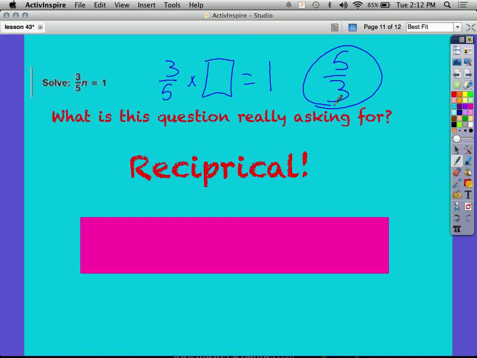And when we have a number and a letter stuck together, there's no sign in between. Remember, it's multiplication. So here, all we're asking for is the reciprocal. We just flip that number. We leave it as an improper fraction. The only time we don't leave it as an improper fraction is if we have a number over 1, then we need to make it a whole number.